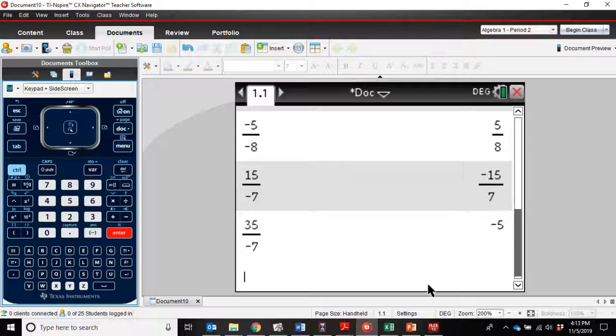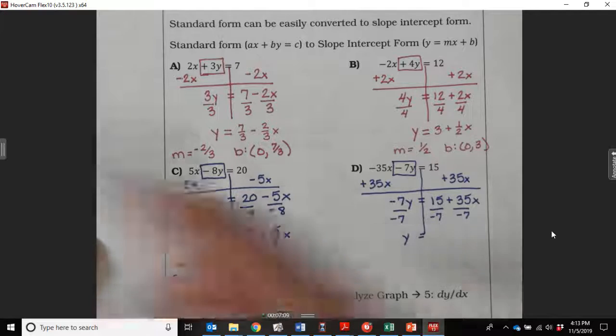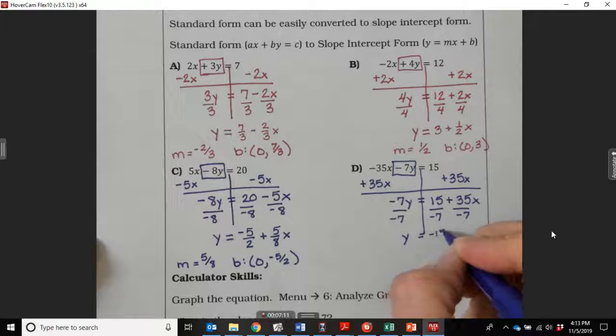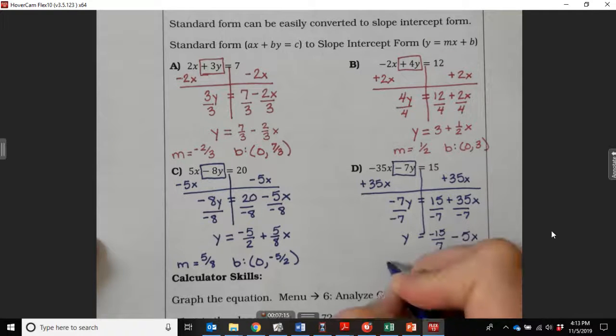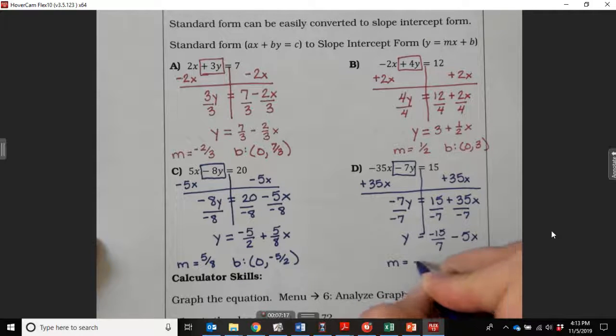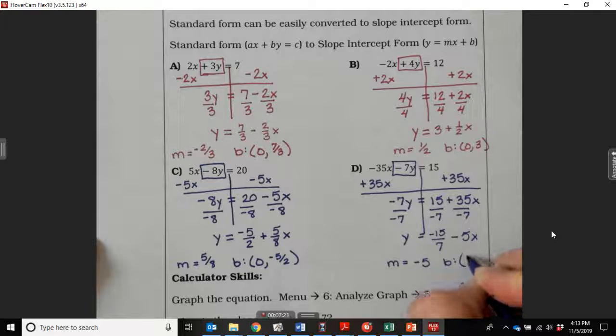So now you see where I'm getting my answers. So here I have negative 15 over 7 minus 5x. My slope is what's in front of x, so it's negative 5. And my y-intercept is 0, negative 15 over 7.